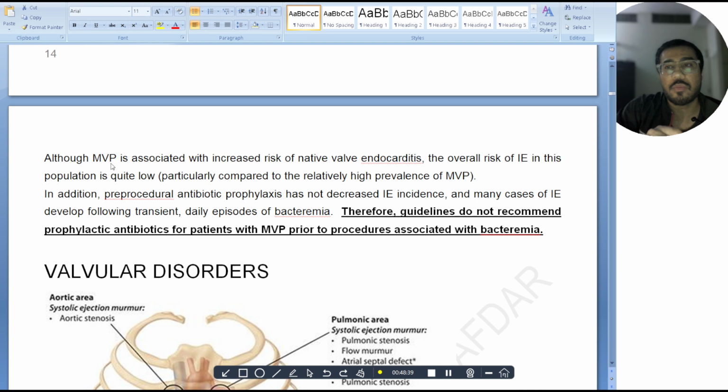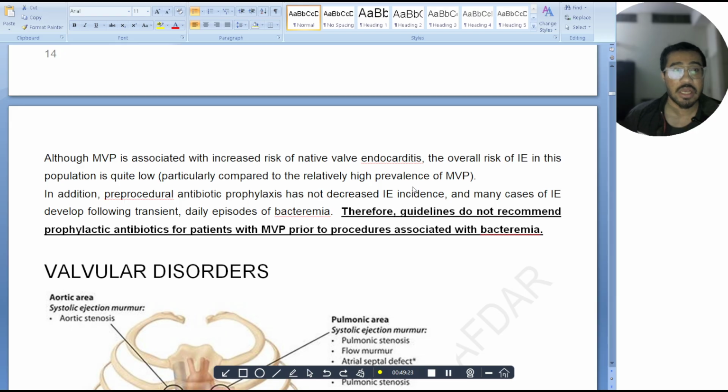One more thing: mitral valve prolapse. Even though the risk of developing IE is 5 times greater if you have MVP, the overall risk is really low, particularly compared to the relatively high prevalence of MVP. What do they mean by that? They mean that if 1000 people have mitral valve prolapse, maybe one or two or five of them would develop infective endocarditis. So yes, it does make you prone, but not so prone that you need to give a prophylactic antibiotic prior to a procedure that may cause transient bacteremia. So that is the discussion here.